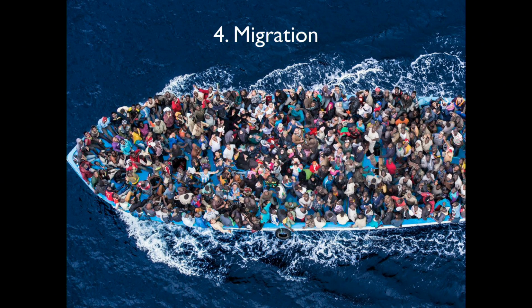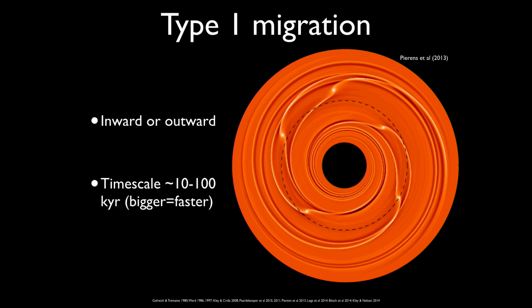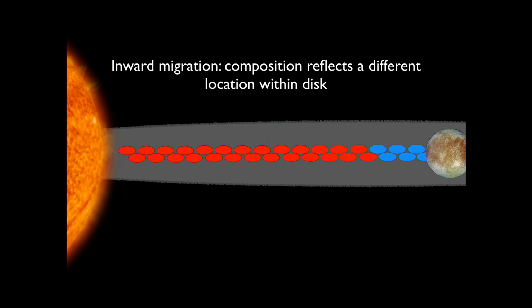All right, so migration, you've already seen this picture. The idea here is very simple. Why would migration affect water content? Well, you can imagine in some cases a planet that ends up in the habitable zone might have started out way out there and migrated inward.